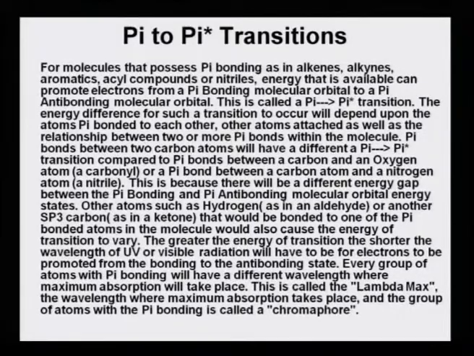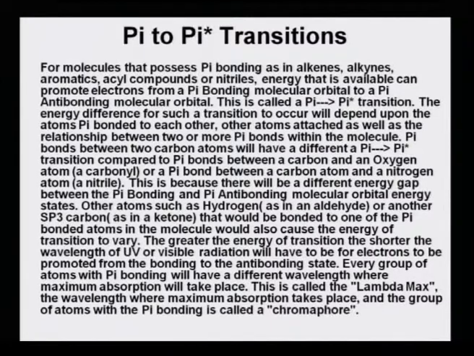The most facile transition of electrons getting promoted to an antibonding molecular orbital is the pi to pi star transition. Time and again I have fleetingly mentioned it, but now is the time to look into the details of UV visible spectrophotometry. For molecules that possess pi bonding, such as alkenes, alkynes, aromatics, acyl compounds or nitriles, the energy available can promote an electron from a pi bonding molecular orbital to a pi antibonding molecular orbital.